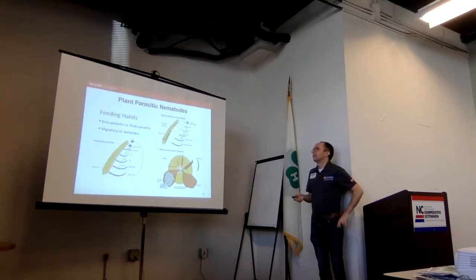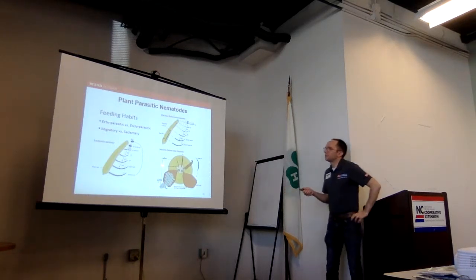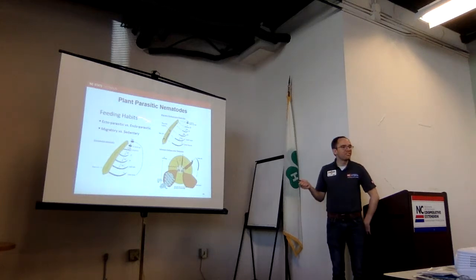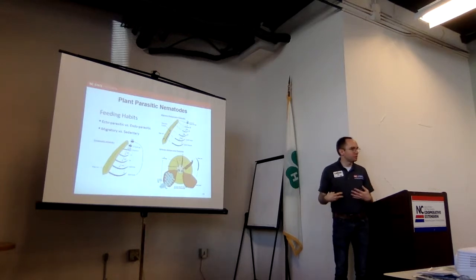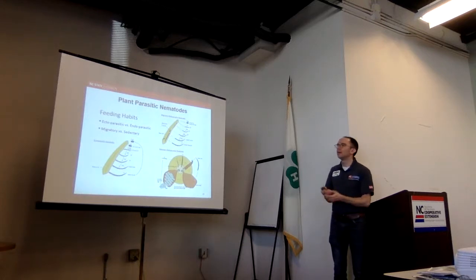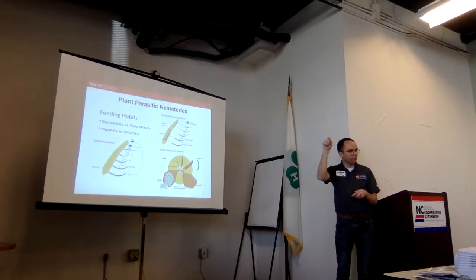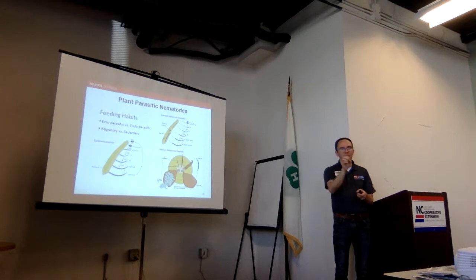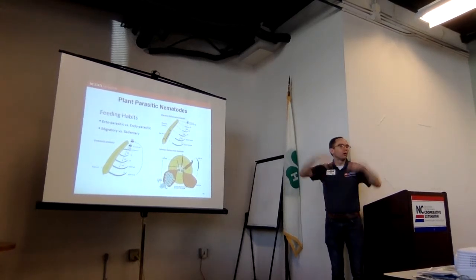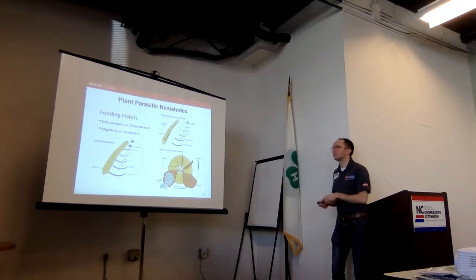But the plant parasitic nematodes vary in how they feed on plants. Some of them are called ectoparasites. They feed on the outside of plant tissue. Others are called endoparasites, so they feed on the inside of plant tissue. Some of them move around plant roots and stems. Others will find a spot after a certain life stage and stay there and just eat and eat and eat, grow and explode with eggs. Cool.